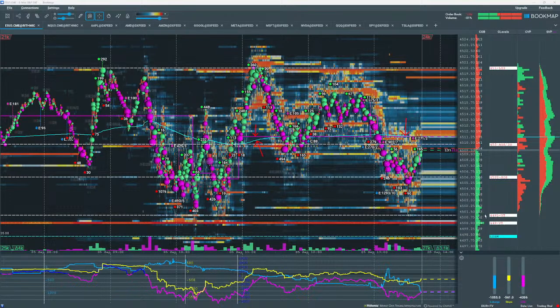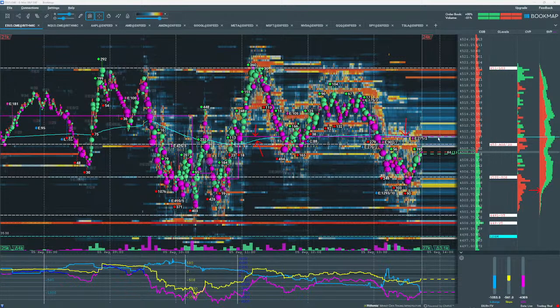So a pretty narrow range today with volume concentrated. This is the session volume profile, with volume concentrated pretty much between 4,505 and this 451 large gamma 3 strike, and the point of control right in between.